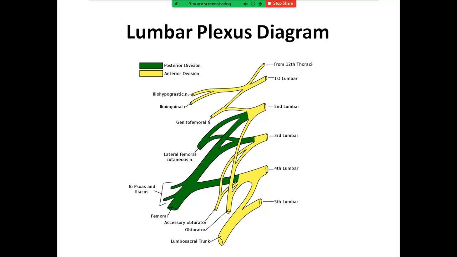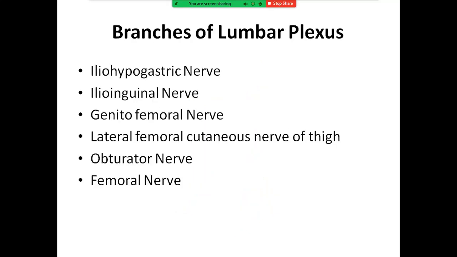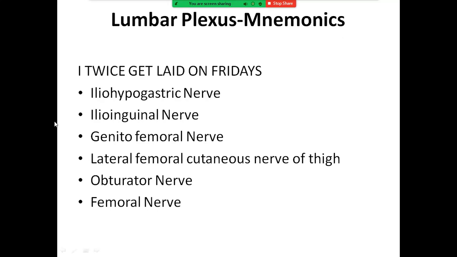To remember this easily with the help of mnemonics, these are the 6 branches of the lumbar plexus. It is iliohypogastric nerve, ilioinguinal nerve, genitofemoral nerve, lateral femoral cutaneous nerve of thigh, obturator nerve, and femoral nerve. To remember this in an easier way, let me just teach you a mnemonic. So this is a mnemonic: I twice get laid on Fridays. I repeated twice, so it is iliohypogastric nerve and ilioinguinal nerve.